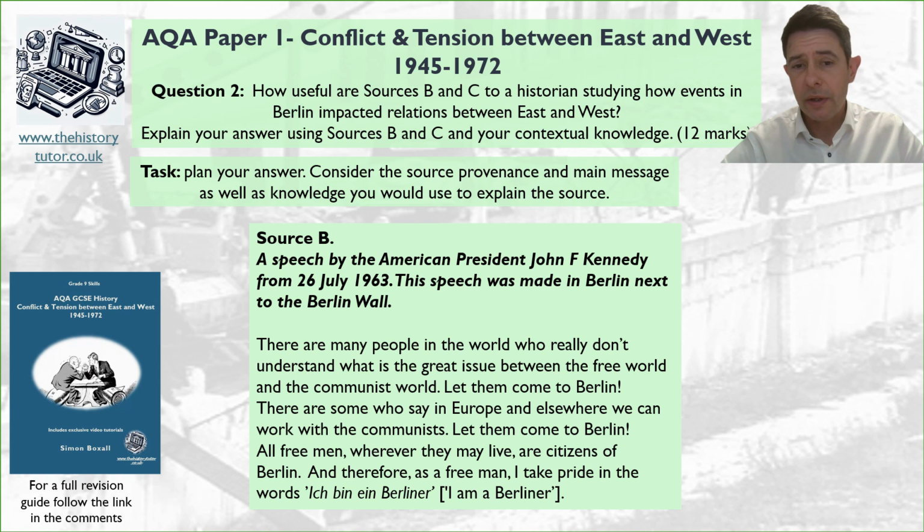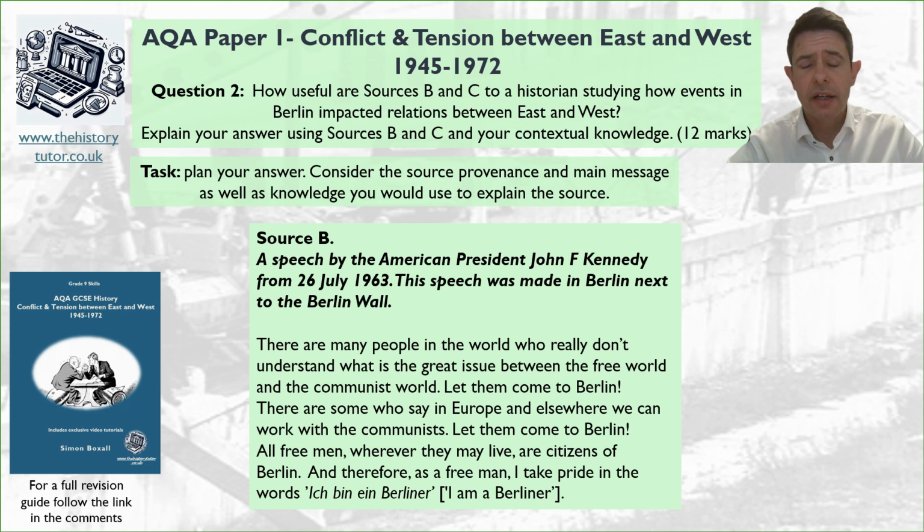In other source questions, I've given more detailed criteria about how to do this successfully. But the main points are that we need to find a clear message from the source that relates to the question. We need to explain how that's useful or not useful with our knowledge, and we also need to consider the provenance and how that is useful or not useful in answering our question. We do that for both sources, and then we get our full marks when we've given a clear judgment about how useful the sources are.